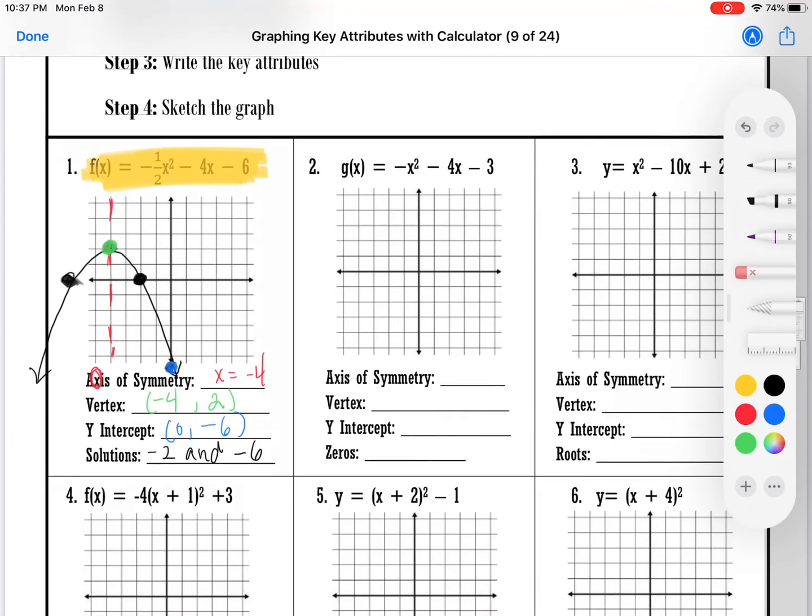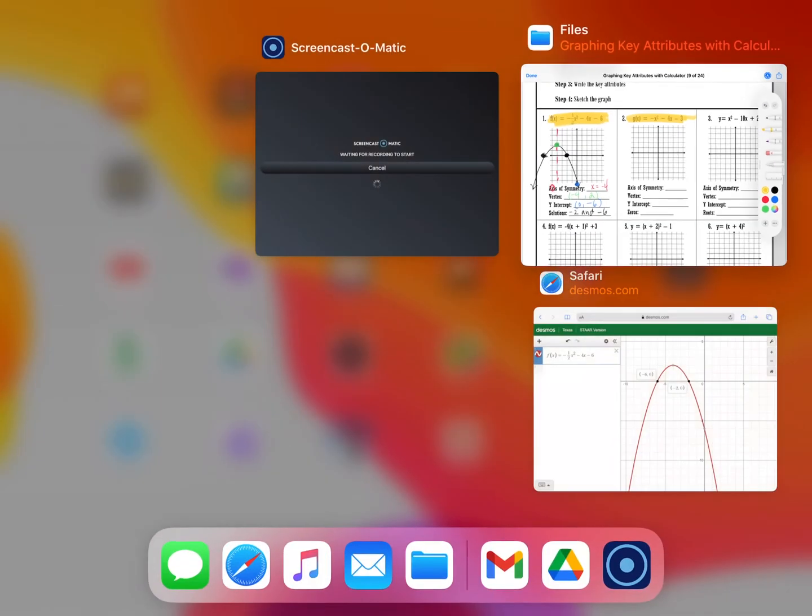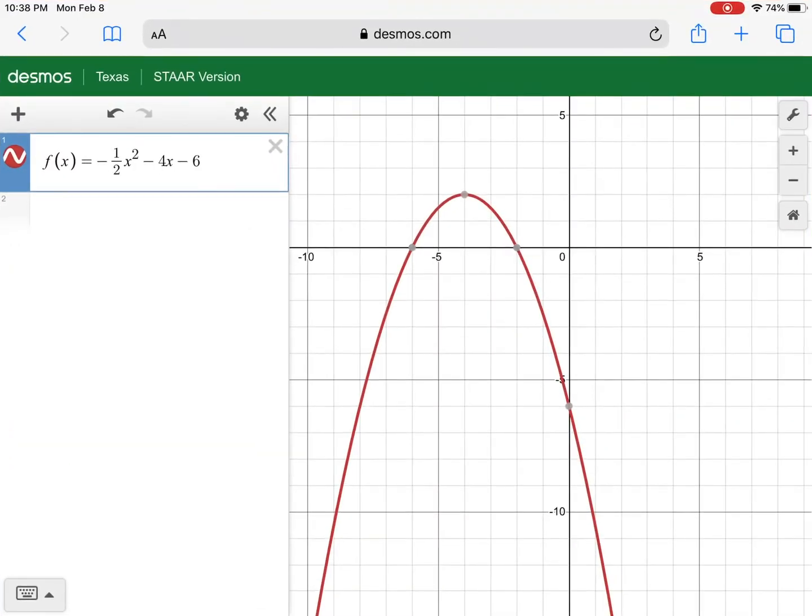Okay, not too bad. So I'm going to do one more with you, and then you'll try the rest on your own. So number 2, same thing. If you ever see f of x equals, g of x equals, y equals, you can just type it into Desmos. So g parentheses x equals.